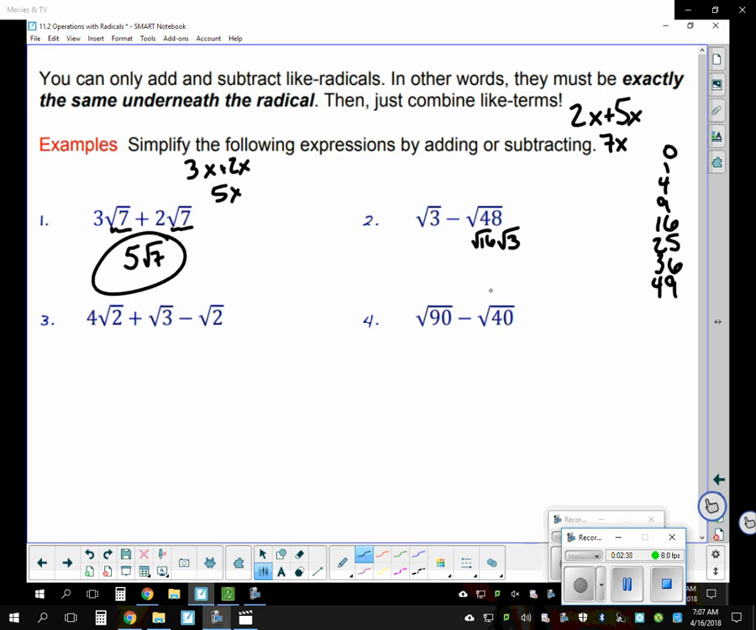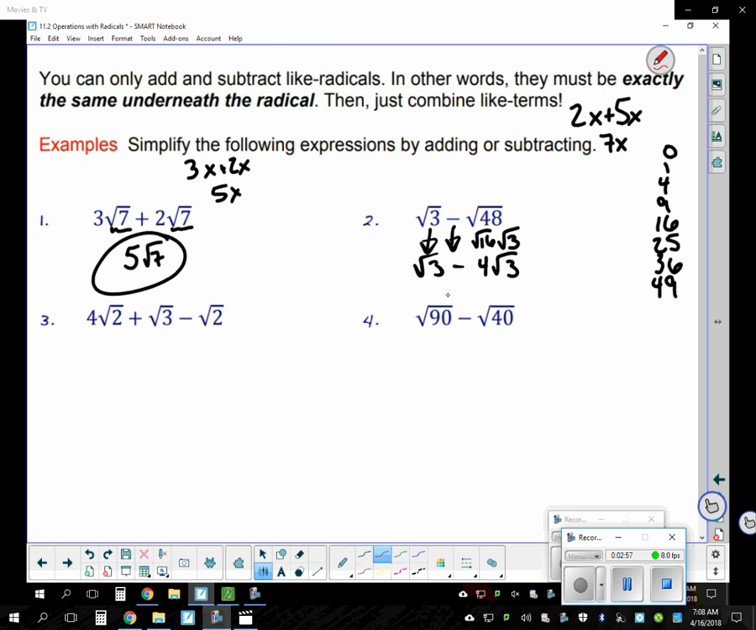Okay, so square root of 3, square root of 48, we can turn that into square root of 16 times the square root of 3, because 16 times 3 is 48. So then we have square root of 16 becomes the 4, and square root of 3 stays square root of 3. Square root of 3 we know is not divisible by any perfect squares, so that just comes down. We bring down the minus sign, and looky there, now we have like radicals.